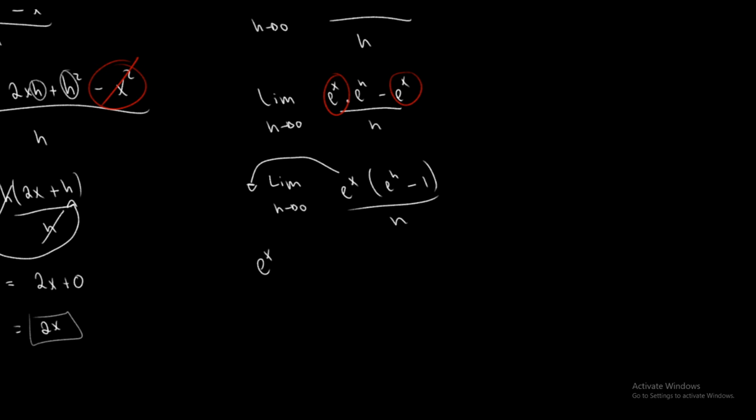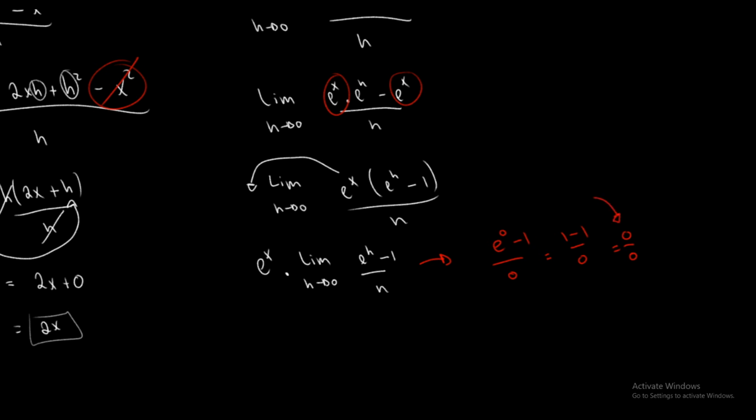So e to the x times the limit as h approaches 0 of e to the h minus 1 over h. Now, let's see what happens if I put in 0. Well, if I put 0, I have e to the 0 minus 1 over 0. This is going to give me 1 minus 1 over 0, which is 0 over 0. Now, even L'Hopital doesn't work in this situation, because we just get, again, 0 over 0.